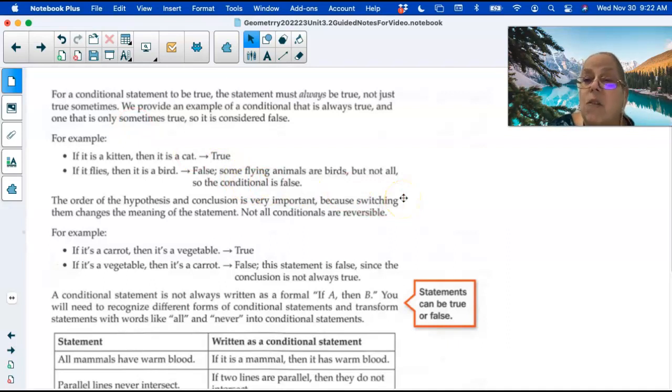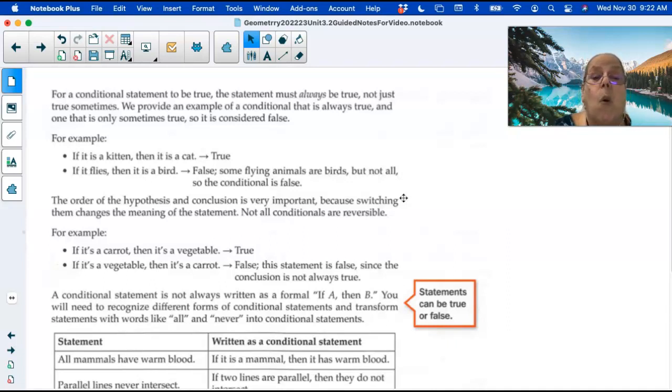Okay, now, this is where it gets a little tricky, but that's okay, we'll do it together. For a conditional statement to be true, the statement has to always be true. Remember we talked about counterexamples? If there's a counterexample, bye-bye. Okay, so, if it is a kitten, then it is a cat is true. Pretty much true all the time. But the other way, if it's a cat, then it's a kitten. Not true. Could be an adult cat, could be a tiger.